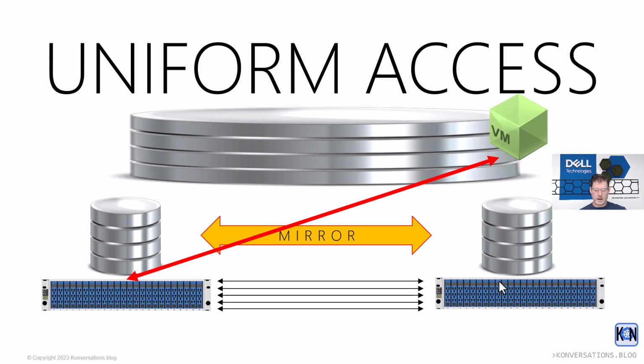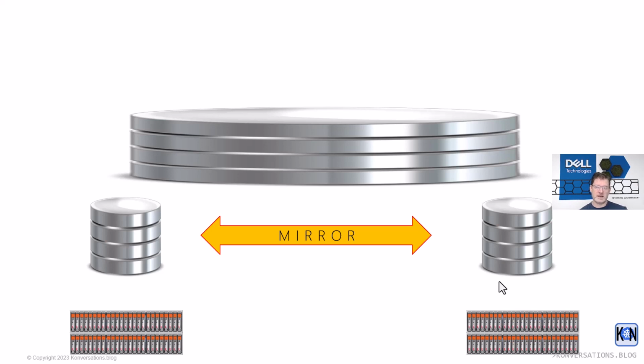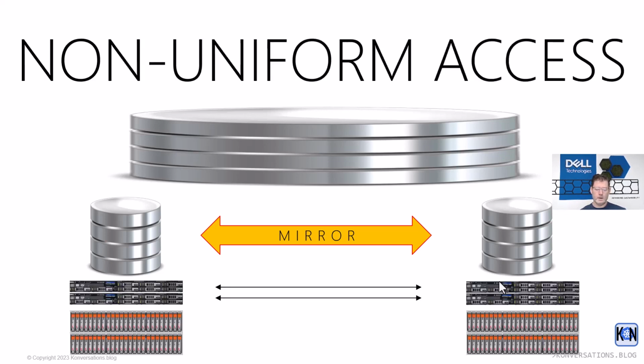The other method goes something like this. So what if I don't take my controllers or saw my array in half and stretch the controllers, but what if I just built a controller or a pair of controllers in both data centers? So in this scenario, I have a full-blown storage array in one data center and a full-blown storage array in the other data center. Now I add some magic on top that will actually allow the mirroring or the active-active Metro to take place. So this is what we call the non-uniform access method, and it's a bit more enterprise ready, I would say.